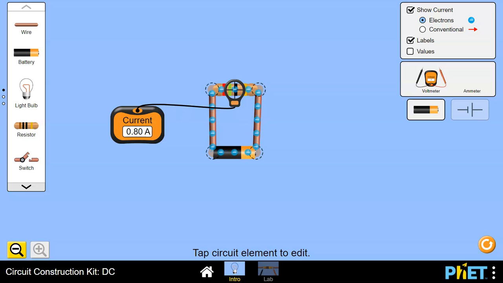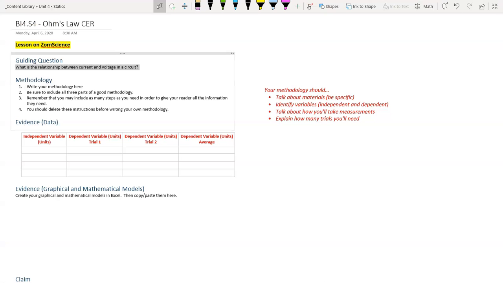So in the lab document for today, all we're going to write out is the methodology. Your methodology should talk about materials. Be specific. Don't just say, hey, that thing. What are we talking about? Is it the battery, the resistor, the wires, the ammeter? What are you talking about?